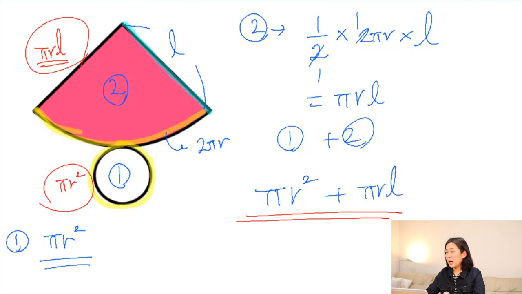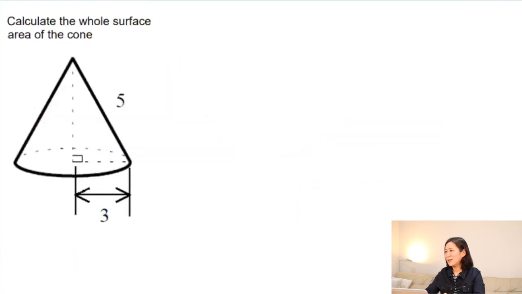This one, I recommend you to memorize the formula. It's simpler and easier. I know you understand how to find the area of the pink part, half of the slant height times the 2 pi r. But if you just memorize it as pi r l, then your life will be much easier. So have a look at the question together.